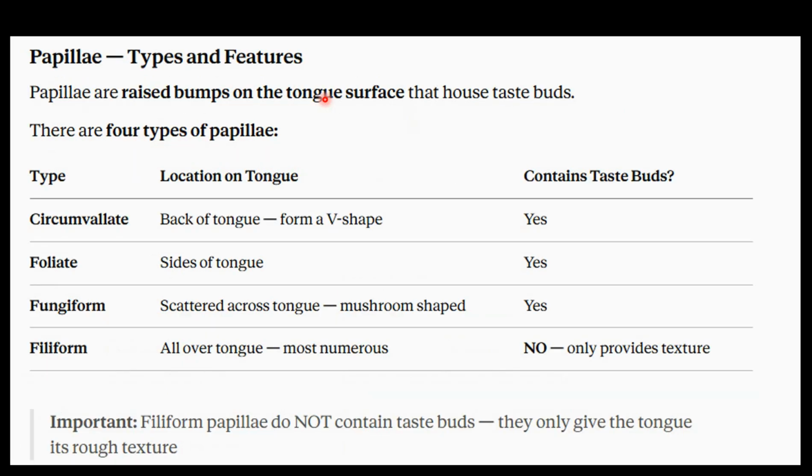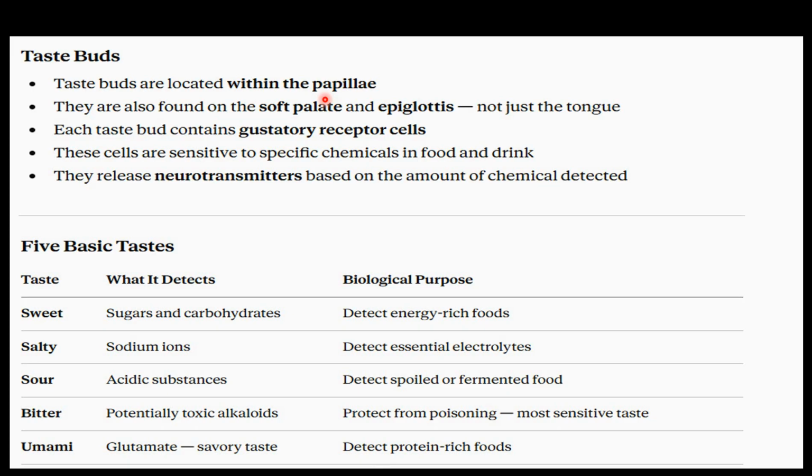Sorry, I quoted it wrong. Papillae are the raised bumps on the tongue surface that house the taste buds. So inside that we have taste bud. So taste buds are located within the papillae. They are also found on soft palate and epiglottis, not just on the tongue.